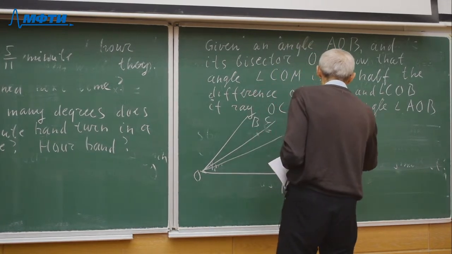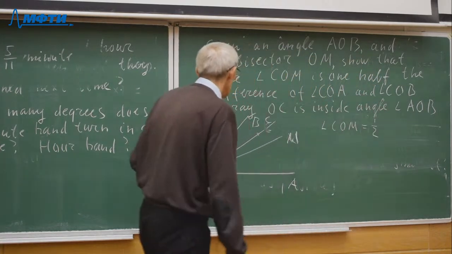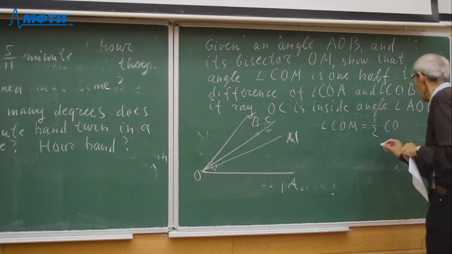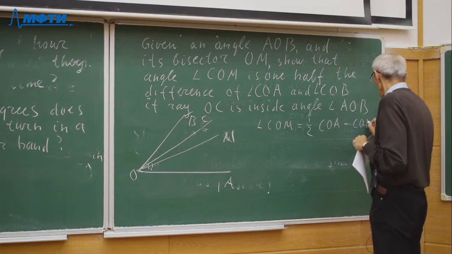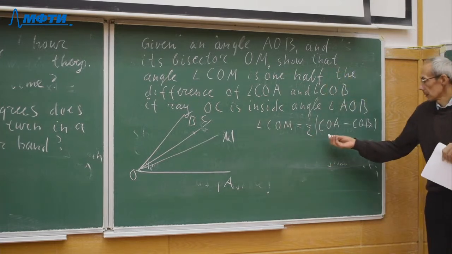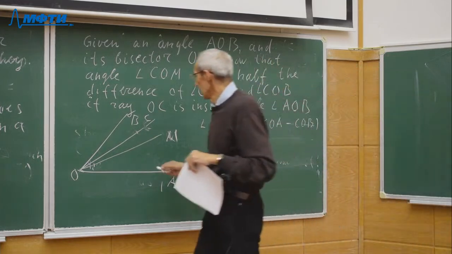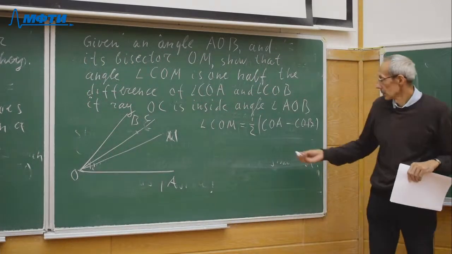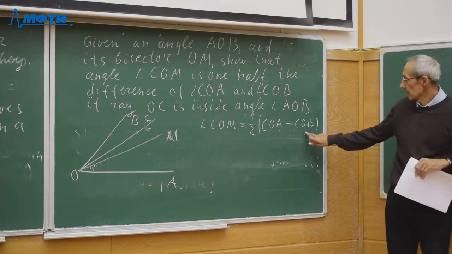The question: COM is 1/2 the difference COA minus COB. In this picture, the measure of COA is greater than COB. If the position of C is there, we can change the positions of COA and COB, change places A and B. It's the difference COB minus COA.